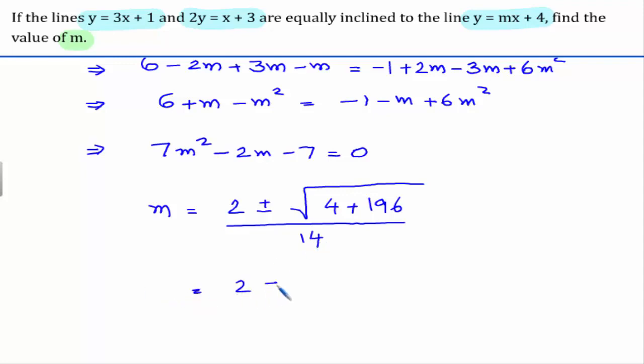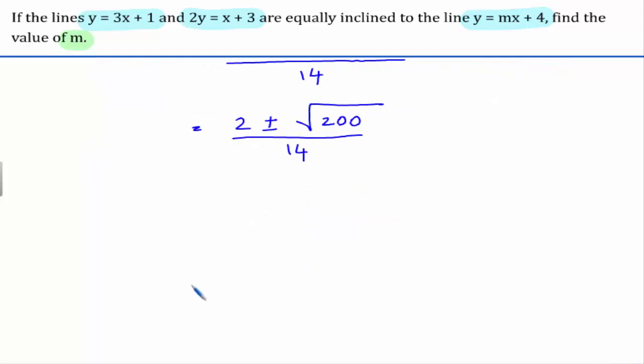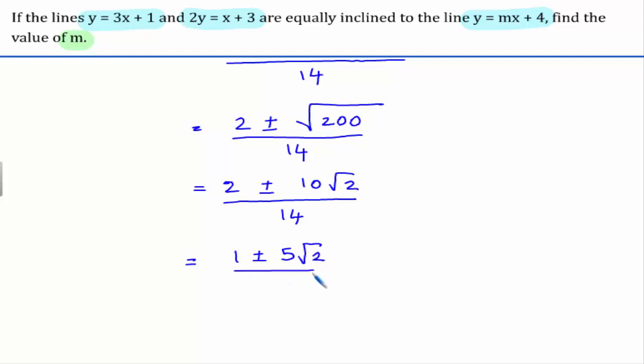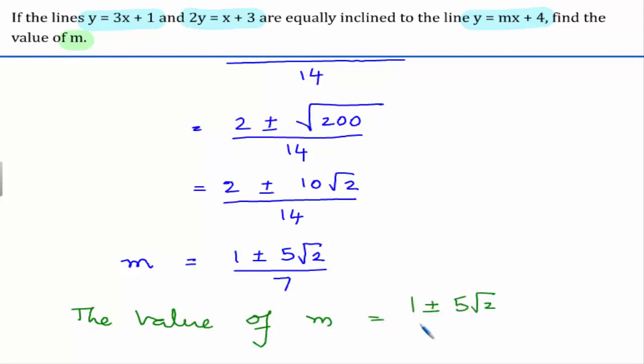So this can be simplified: 2 plus or minus, this is 200 by 14, then this is 2 plus or minus 10 root 2 by 14. If we take 2 common and simplify, we get 1 plus or minus 5 root 2 by 7. So the value of m is equal to 1 plus or minus 5 root 2 by 7.